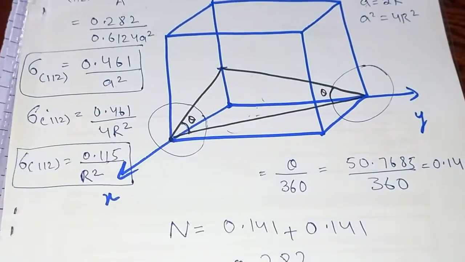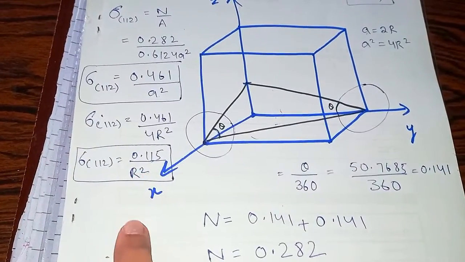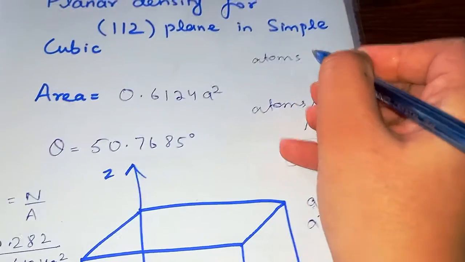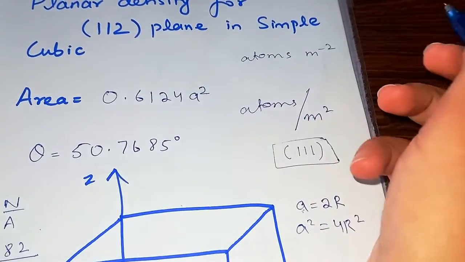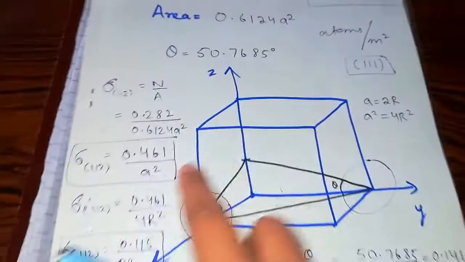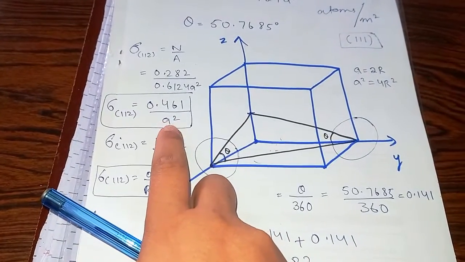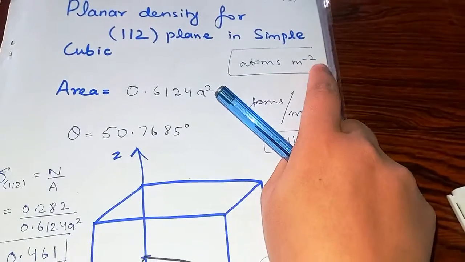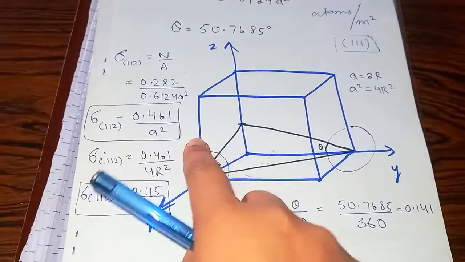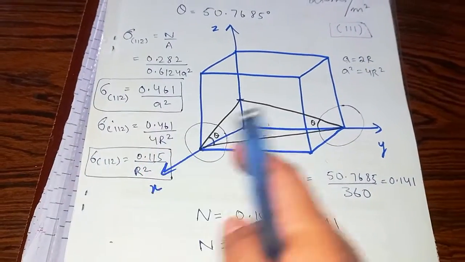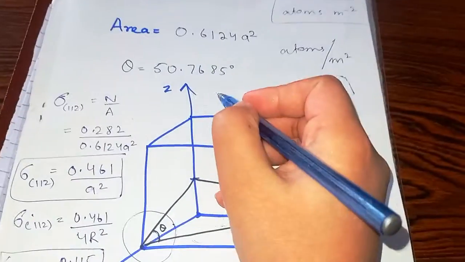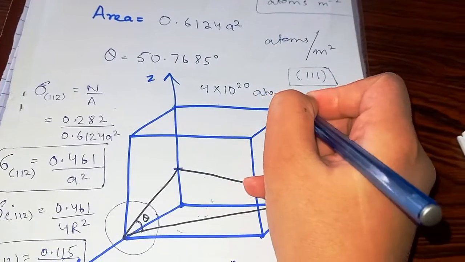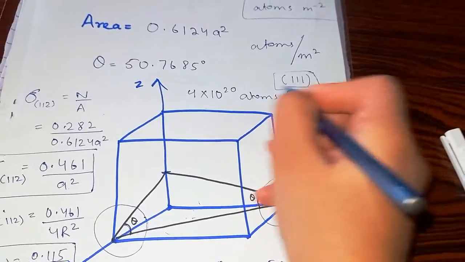So this is it for this video. Additionally, it has the units of atoms per meter square, or you can write it as atoms per meter square, because we can see there is an area, or length square units, in the denominator, so it's per meter square. And whatever results you are getting, for example, if you are given some value for a, you get maybe 4 multiplied by 10 to the power 20, so you'll write atoms per meter square as its units.